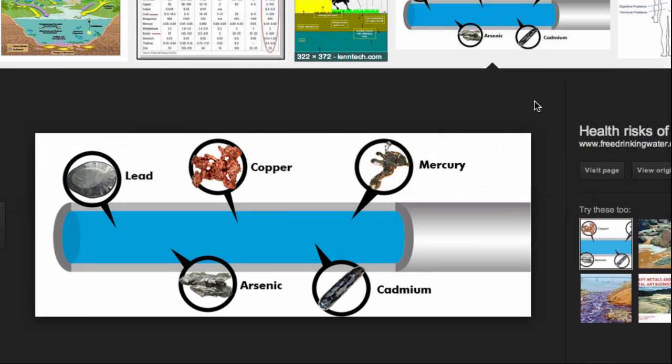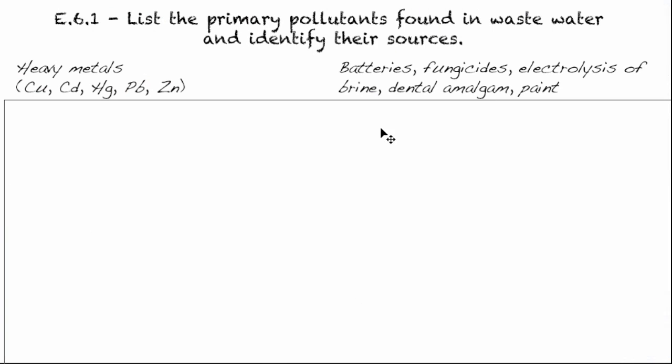But if you can kind of visualize these different types of metals, heavy metals basically just means that they're higher up on the periodic table. A lot of them are transition metals.